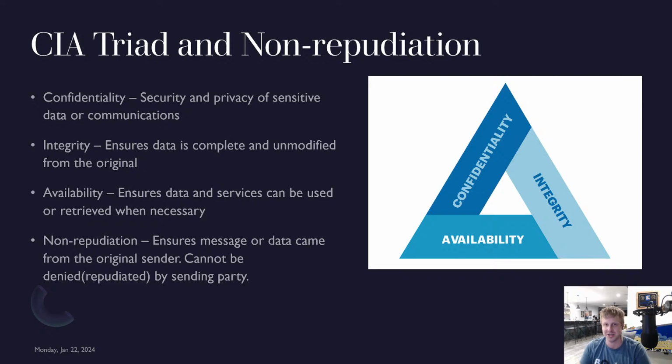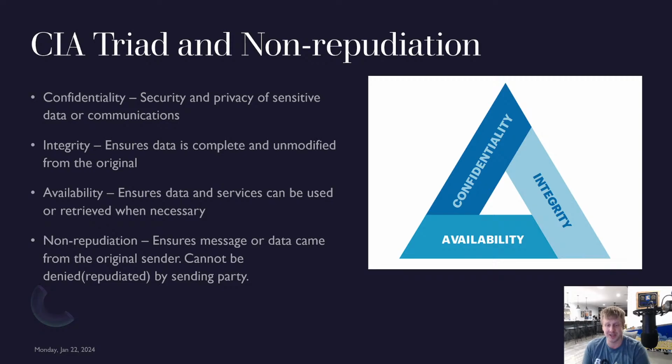But confidentiality, essentially protecting the security and privacy of sensitive data or communications. Integrity, just making sure that data is complete and unmodified. And availability, ensuring that the data and services can be used or retrieved when necessary. So just making sure that, if you've got backups, that they are available to you and that you can restore from them, and that they are complete and unmodified, and that they're not just sitting out in a leaky S3 bucket on AWS. So just making sure that they're completely secure and everything is the way it should be.